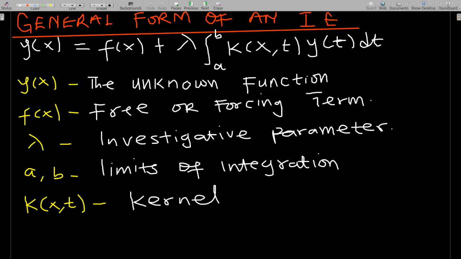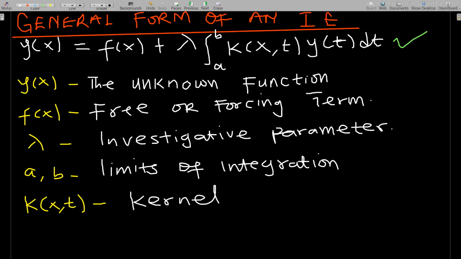The general form of an integral equation is given by this: y of x equals some f of x plus lambda times the integral from a to b of the function k of x, t times y of t dt. Here you can see that the unknown function has been labeled. Let me try to explain all these terms.